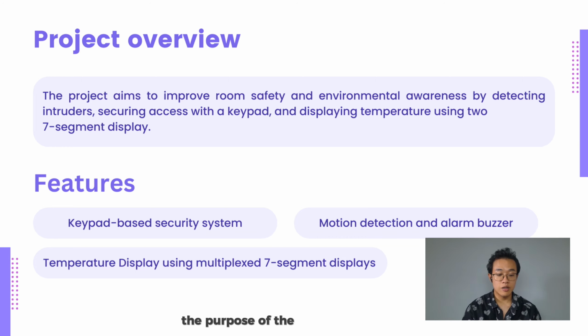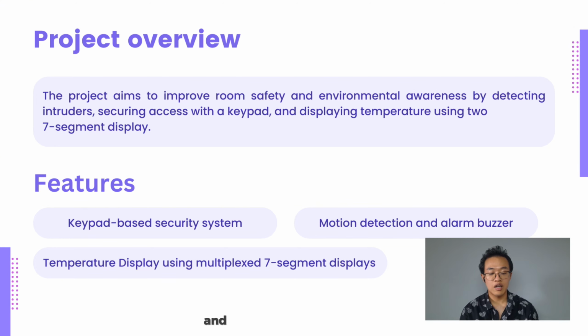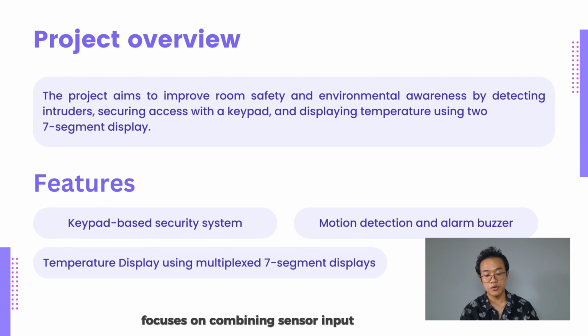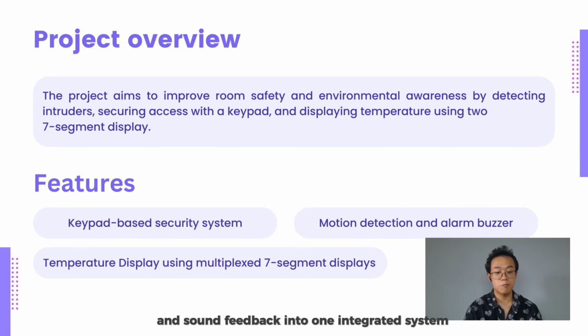The purpose of the project is to improve room safety and environmental awareness. We did so by detecting intruders, having security access with a keypad, and temperature display using two 7-segment displays. From a technical viewpoint, our project features a keypad-based security system, motion detection, an alarm buzzer, and a multiplex temperature display system. The project focuses on combining sensor input, visual output, and sound feedback into one integrated system.